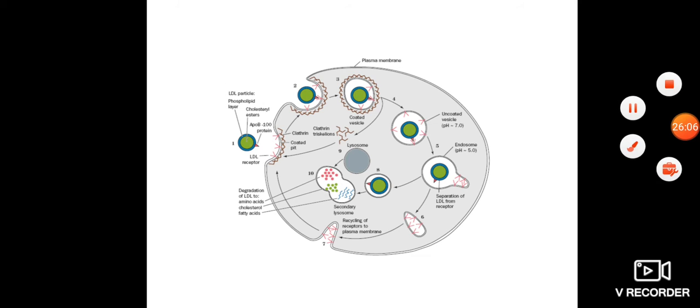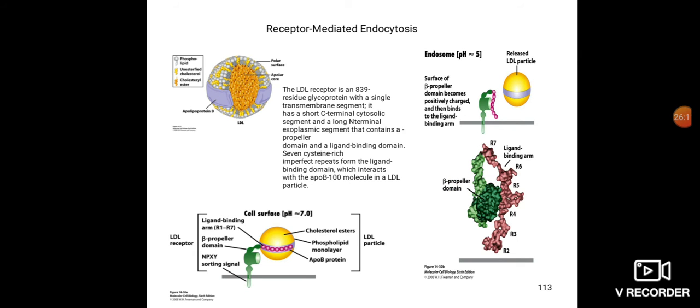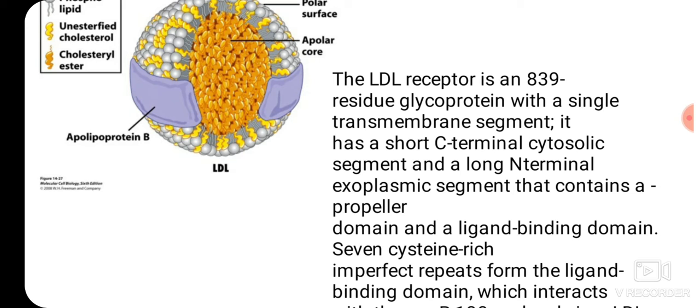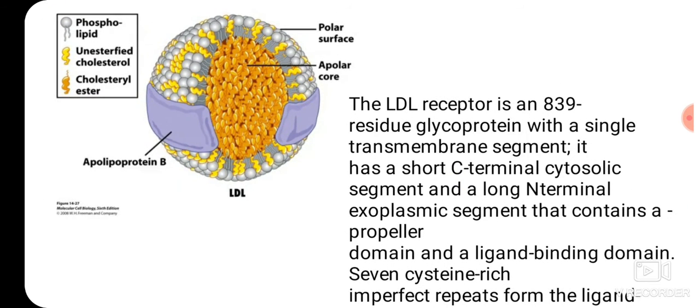So here, in the case of LDL, you can see the outer lipid layer having an apolipoprotein, that is, apolipoprotein B, and inside the LDL there will be a nonpolar core consisting of all these lipid contents such as cholesterol esters and cholesterol, as well as triglycerols and all these things.